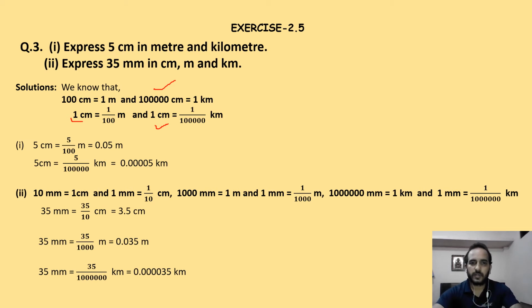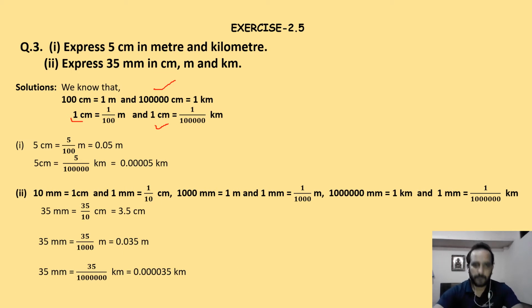Now the millimeter is to be converted into meter also, so we need the relation between millimeter and meter. 1000 mm makes 1 meter, and 1 mm is equal to 1 upon 1000 meter. Similarly, millimeter and kilometer. How many mm make 1 kilometer? Here we have 10 lakh millimeter: ones, tens, 100, 1000, 10,000, lakh, and 10 lakh. So 10 lakh millimeter makes 1 kilometer, and 1 mm is equal to 1 upon 10 lakh kilometer. This is the relation between the smaller units and the larger units.